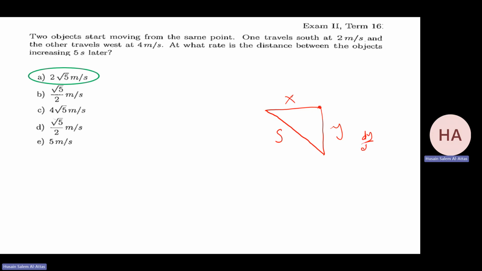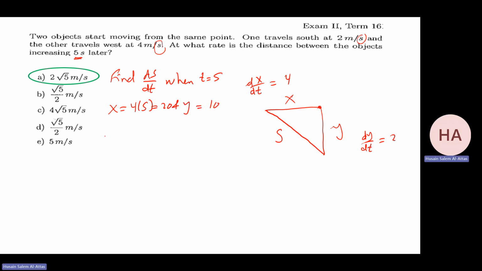So we have dy over dt equal to 2 per second. He's using seconds in this case. And dx by dt equals 4. At what rate is the distance between the objects increasing 5 seconds later? So I'm dealing with the same unit. What is the question? ds over dt when t equals 5. I need this t equals 5, because it gave me x will be 4 times 5, which is 20, and y is 10.